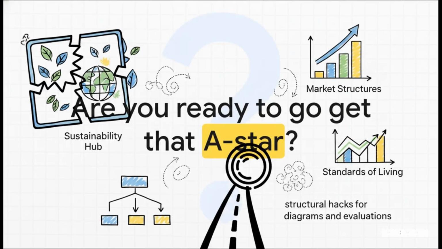So there you have it. The exam pattern is completely cracked. You know that Section A is the sustainability hub. You know market structures and standards of living are statistically guaranteed to appear. And now you've got the structural hacks for diagrams and evaluations. The probabilities are entirely in your favor, and the strategy is crystal clear. So as you walk into the hardest paper in A-level economics, the only question left is, are you going to rely on luck, or are you going to use the data to go get that A star?